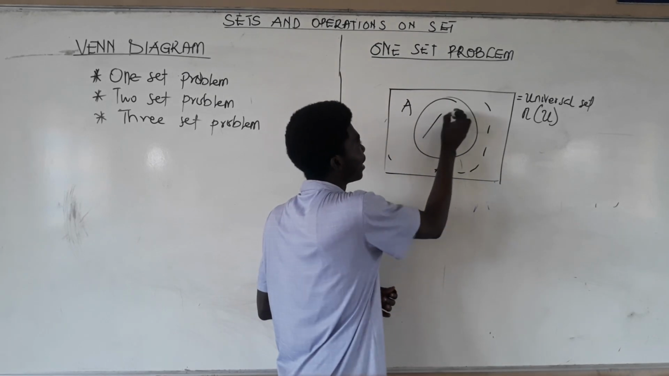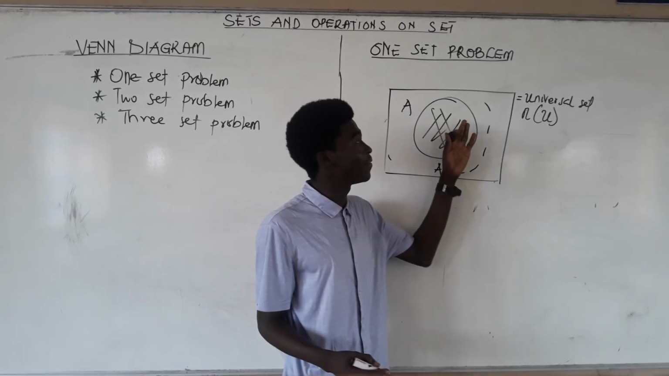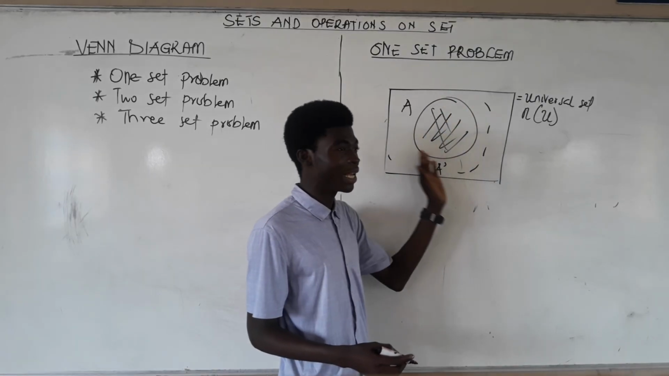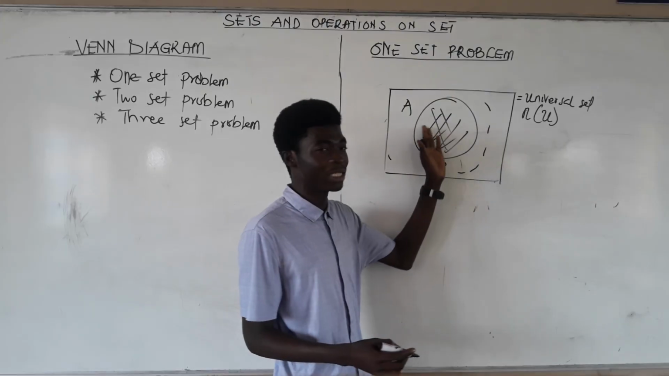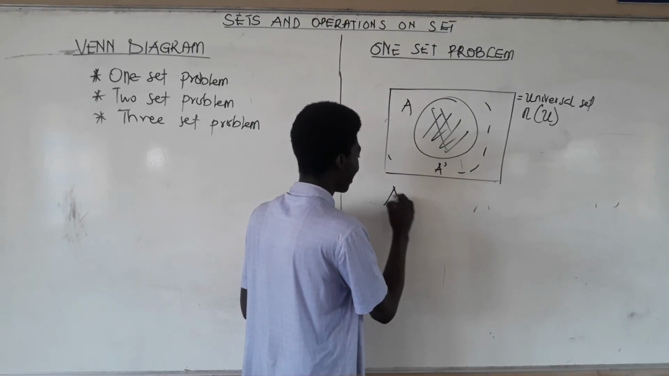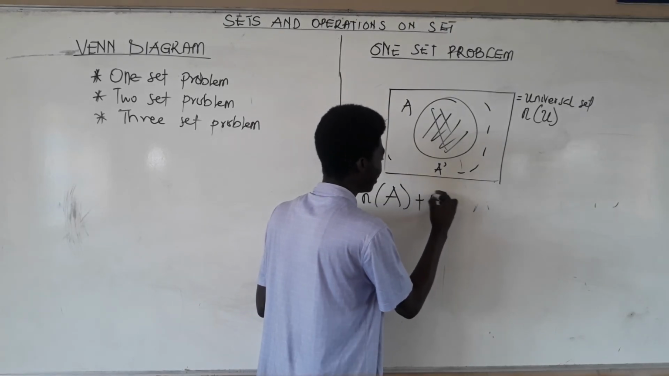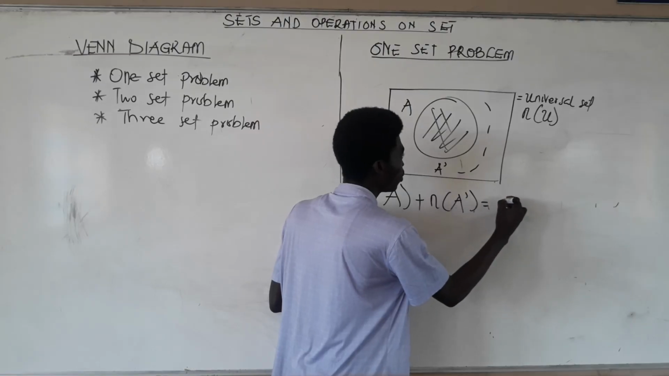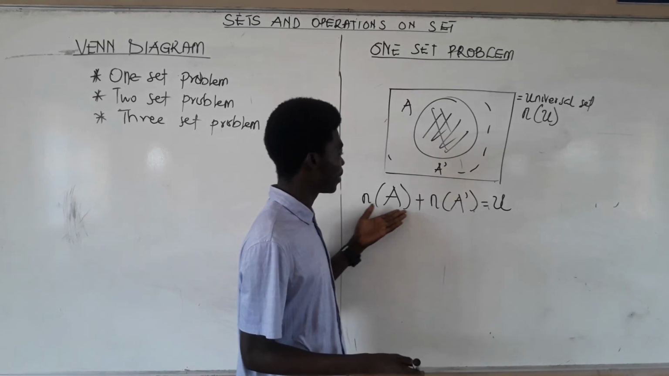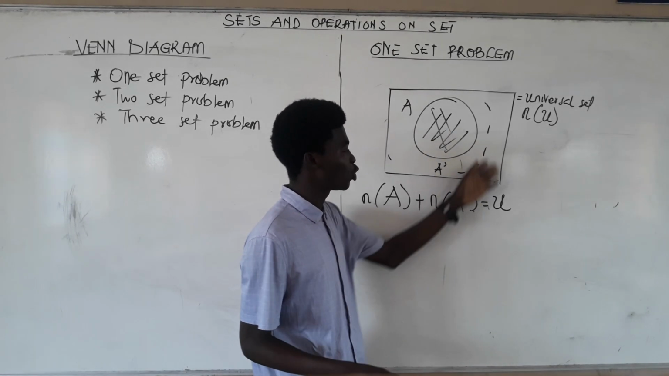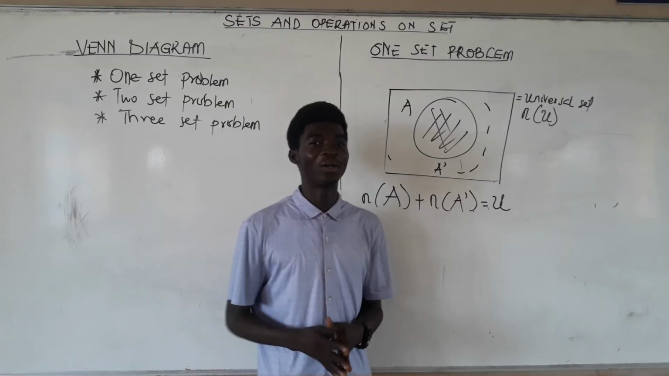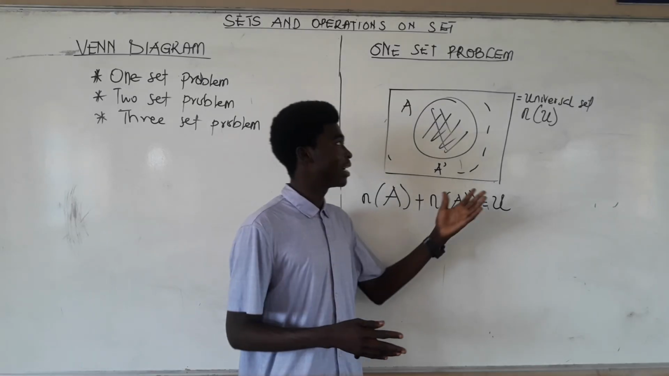This portion here represents the elements that are in A, and outside the circle are the elements that are in the universal set but not in A, as I said earlier. So we can say the number of A plus the number of A complement should be equal to the universal set. That is the one set problem we are talking about. Let's solve some examples under the one set problem.